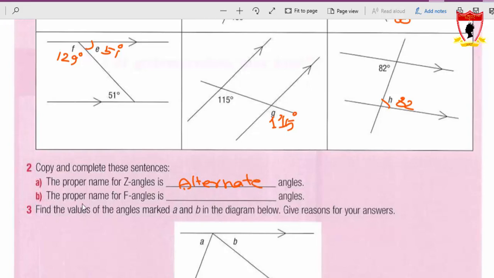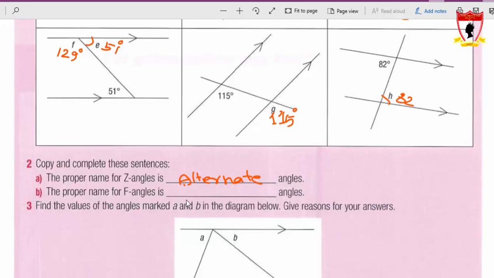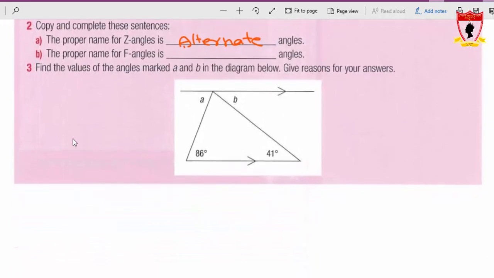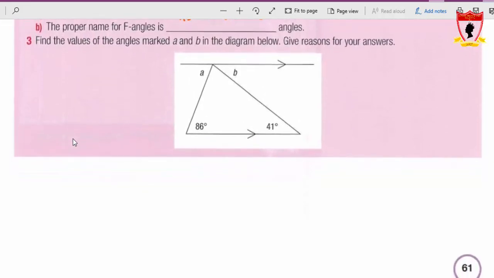The proper name for F angles is corresponding. Find the values of the angles marked A and B in the diagram below. Give reasons for your answer.